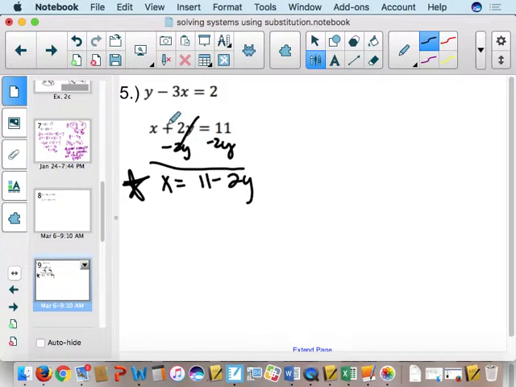So again, I'm going to give you 2 minutes, and I'd like you to start this problem. So find your answer for x and y. So we know that x equals 11 minus 2y. We're going to plug that in for x. So go ahead and work on that example.